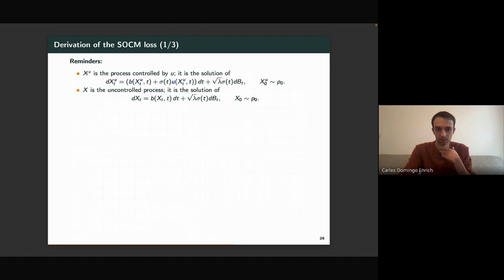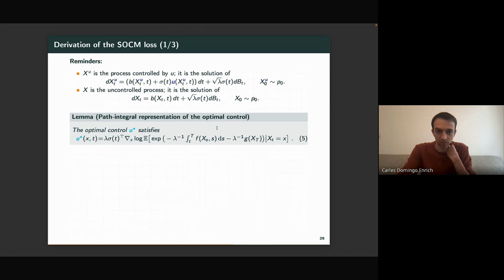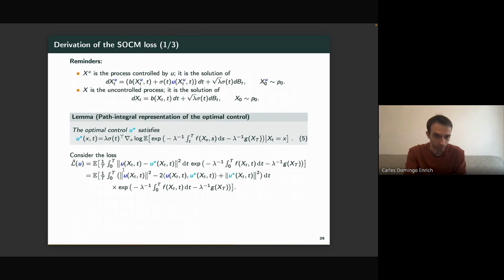So these are reminders. X^u is the process controlled by u, and it's the solution of this SDE, while X is the uncontrolled process, so it's a solution of this SDE. And this is the path integral representation of the optimal control that we use to derive our loss. What this is saying is it's actually a nice expression in that it gives a pretty explicit dependency between the optimal control and the costs of the problem, that's the state cost F and the terminal cost G. So it's telling us if we want to find the optimal control, we just need to take sigma transpose times the gradient of the log of the expectation of this exponential.